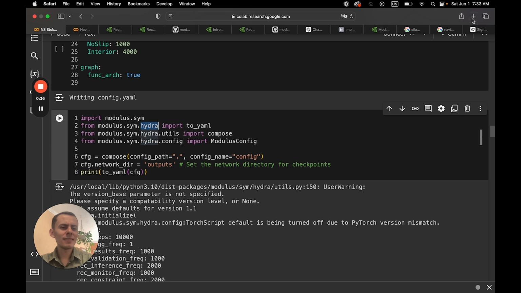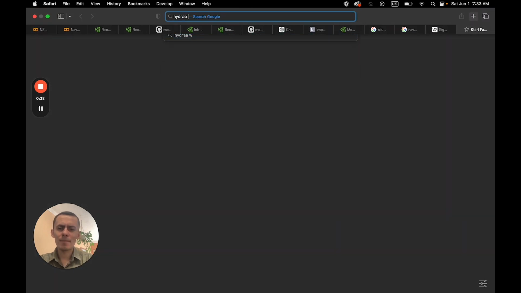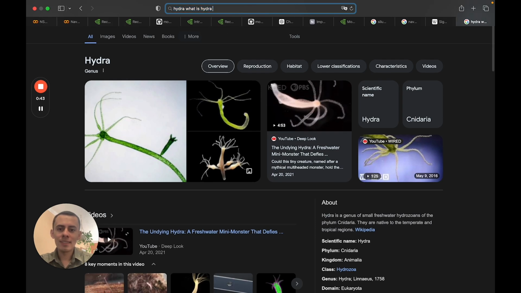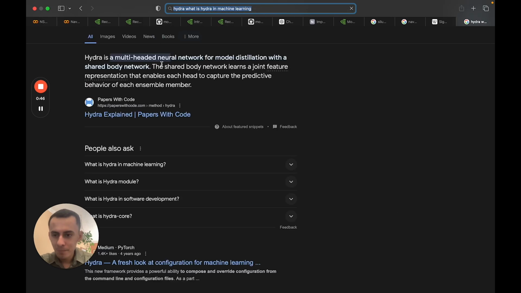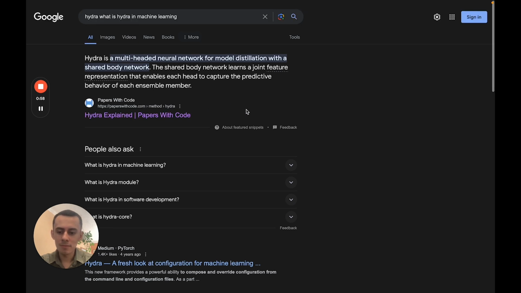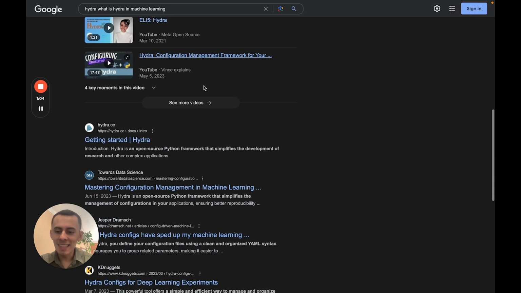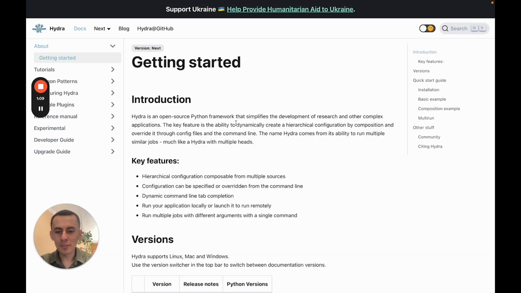Hydra is this. What is Hydra? Hydra in machine learning. Yeah, getting started with Hydra. Yeah, here, this is what I want. Hydra is an open source Python framework that simplifies the development of research and other complex applications.